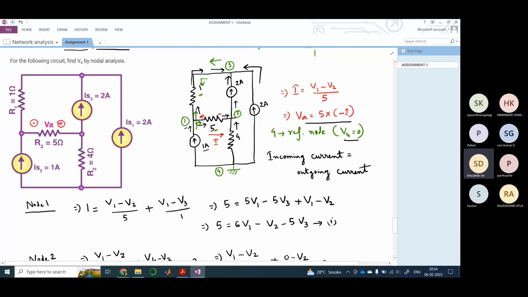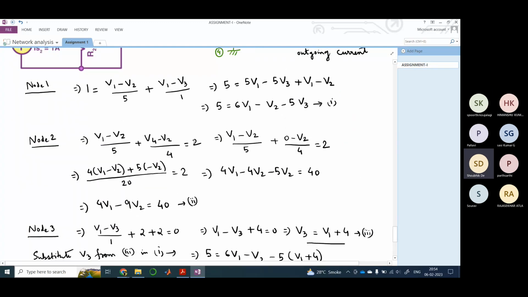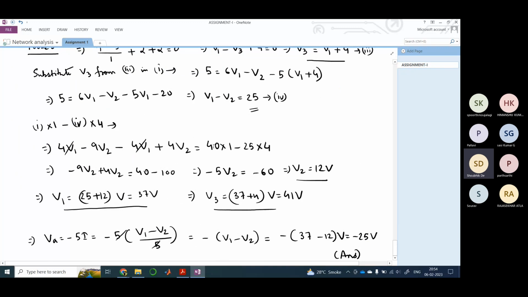You understood? Because this is a potential divider circuit. 1 ampere is getting divided into 5 and 1, you just can't take that. There you will be wrong. You'll arrive at the wrong answer. Now understood, clear, right? Yeah, it is good that you are asking this question. So other people's doubts will also get clarified.